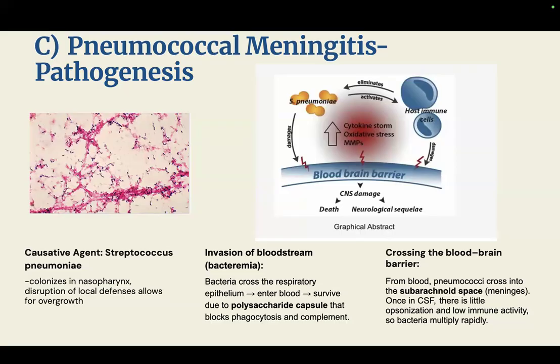The polysaccharide capsule is the key virulence factor because it protects the bacteria from phagocytosis and complement. From the blood, they can cross the blood-brain barrier and enter the cerebrospinal fluid. In the CSF, there's not a lot of immune clearance, so they are able to multiply very quickly and trigger a very big inflammatory response, which is what causes the brain to swell. It increases intracranial pressure and decreases cerebral blood flow, which can lead to complications such as cerebral edema, strokes, and CV damage.